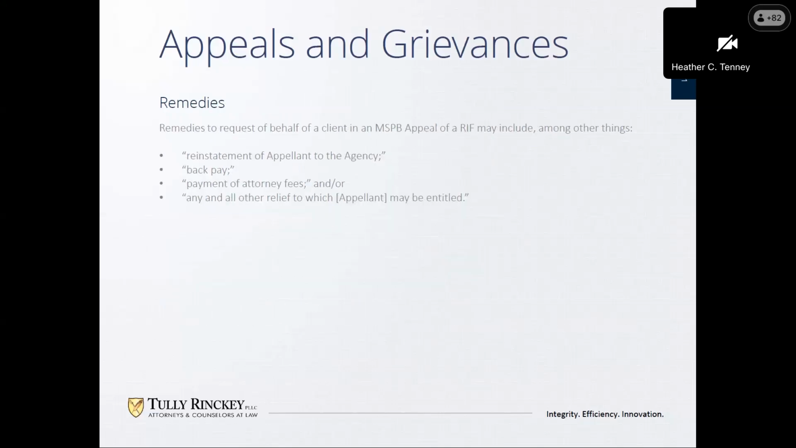So what are the things that you would be seeking if you were appealing a RIF? Well, generally, you're seeking to be reinstated, you're seeking back pay, you're seeking attorney's fees, and any other relief that you may be entitled to. And what that relief could be may ultimately be impacted by what you're alleging the issue to be, especially if it involves things like affirmative defenses. Like, was this motivated by discrimination? Was there some other unlawful purpose that created some sort of harm?